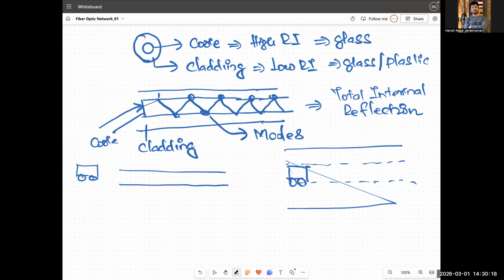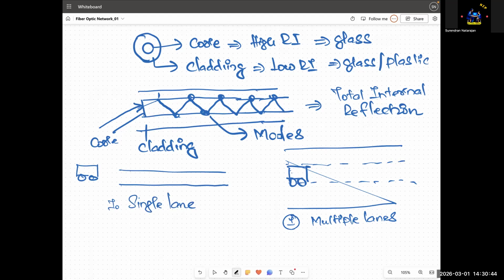In multiple lanes you can travel in any lane, right? Based on the traffic, you will pick out the lane. This is a single lane. What is the advantage and disadvantage in both cases?